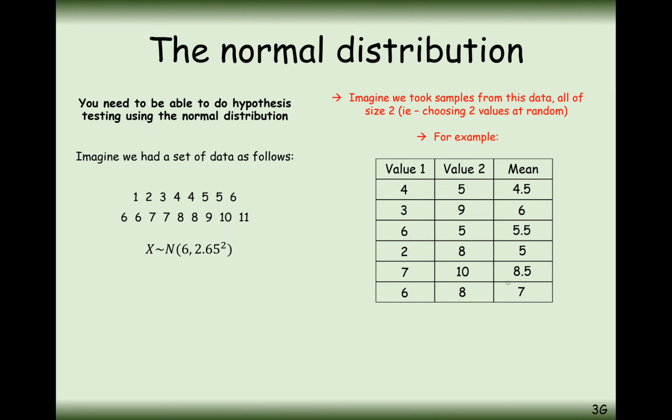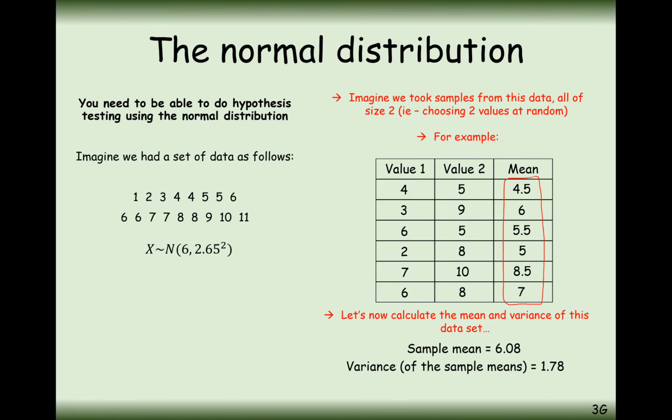So what we're going to now look at is the summary for this set of data, the summary of the sample means. Let's now calculate the mean and the variance of this set of data. The mean of these samples of data, effectively the mean of the means, is 6.08, and the variance is going to be 1.78. That's how far these means are spread out. In that case, the standard deviation is going to be 1.33.